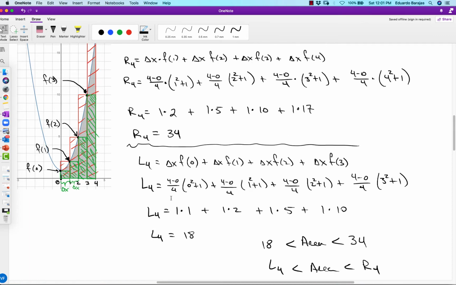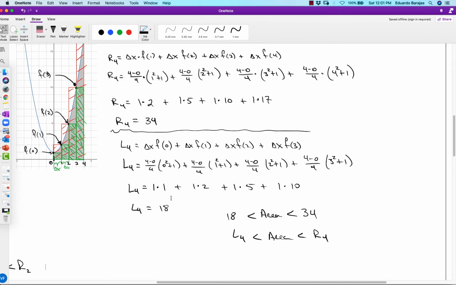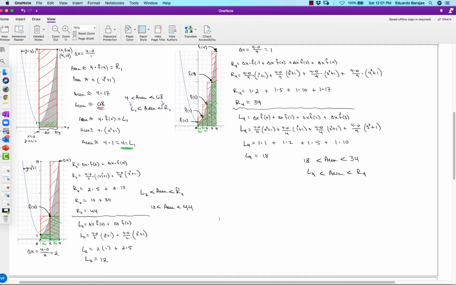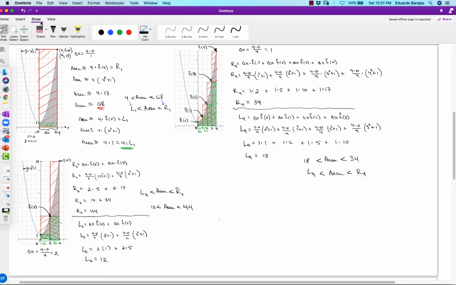Okay, so let's step back and take a look at the 3 that we've done so far. We started out with approximating the area with one rectangle, and we found that with one rectangle, the L sub 1 value was 4, the R sub 1 value was 68. So we found that the real area is somewhere between 4 and 68. Let me highlight that. All right, we found the area was there. Good. Okay.